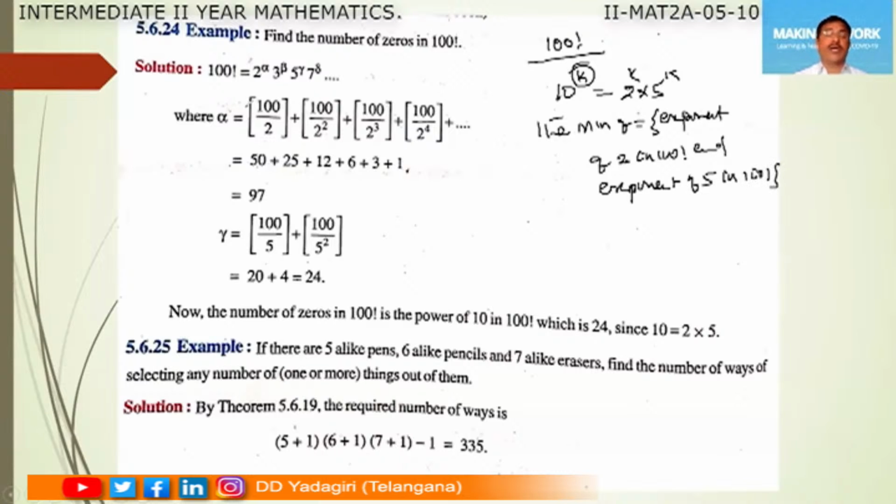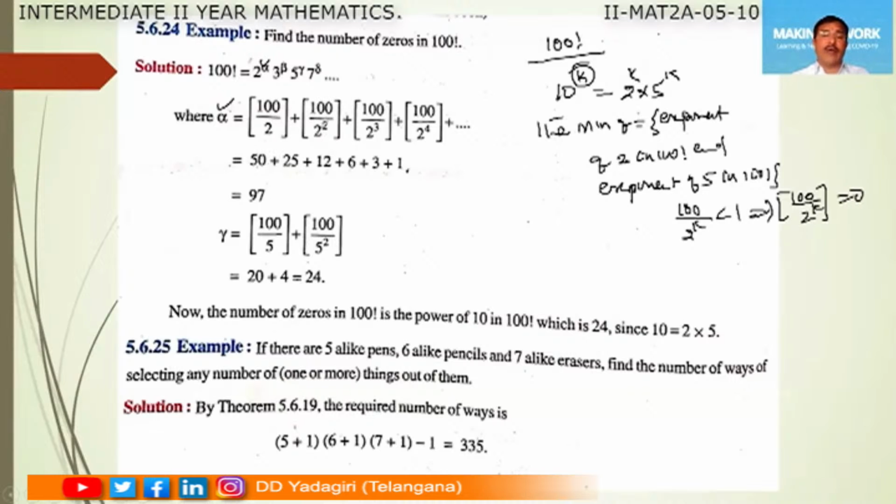So here he has done the same. He found the exponent of 2 first, the alpha value. Exponent of 2 in 100 factorial is equal to what? Bracket of 100 by 2, bracket of 100 by 2 square, bracket of 100 by 2 cube, plus bracket of 100 by 2 power 4, and so on, until 100 by 2 power k is less than 1, when bracket of 100 by 2 power k becomes 0. That is, until this term becomes 0 and terminates. So 100 by 2 is 50, bracket of 50 is 50.